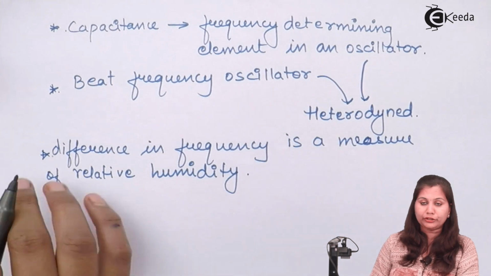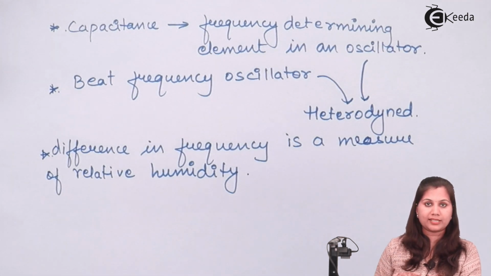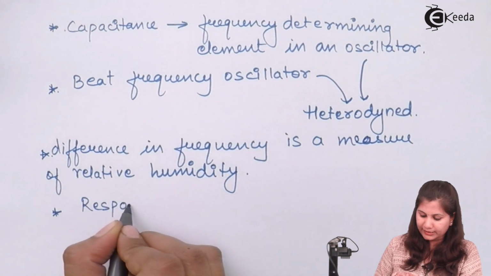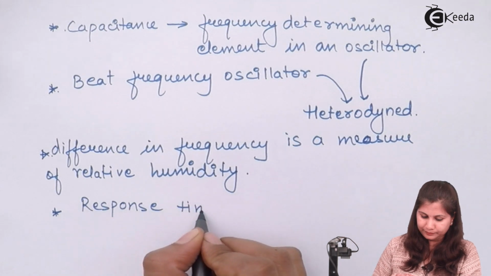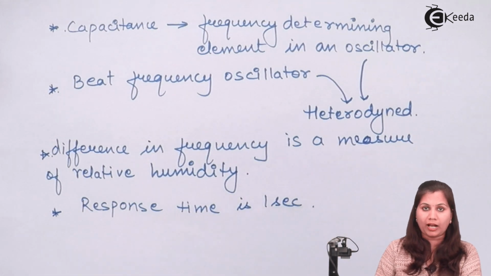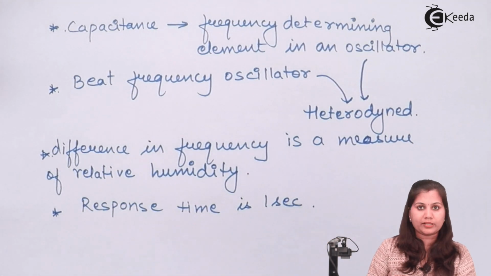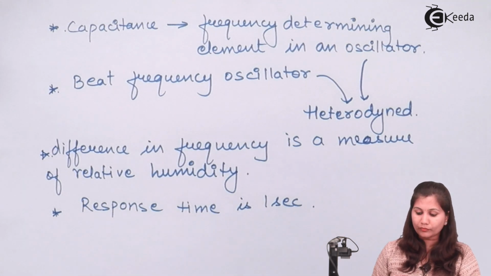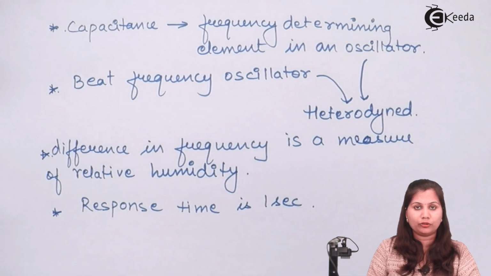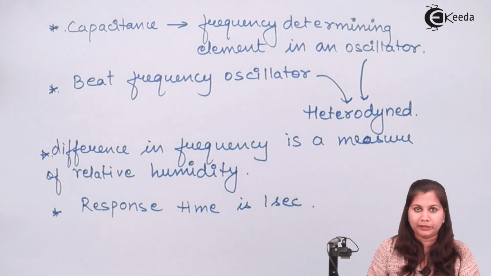Now if we talk about the response time, that is, how fast the response of such hygrometers is, then its response time is about 1 second. So it has a very fast response time. Quickly it is going to respond to the changes in the humidity and give us the measurement values. So these are the two electrical methods, the resistive hygrometers and capacitive hygrometers, which measure the changes in humidity by measuring the changes in the electrical parameters.